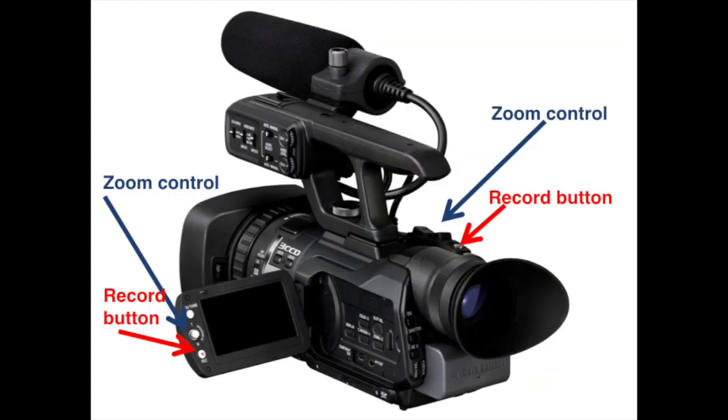And then if we spin around to the back here, you'll find another zoom control, your record button, and then your menu button there on the side of the viewfinder. You'll also find your record button up there by your zoom control. You'll find a couple of other buttons inside the viewfinder.